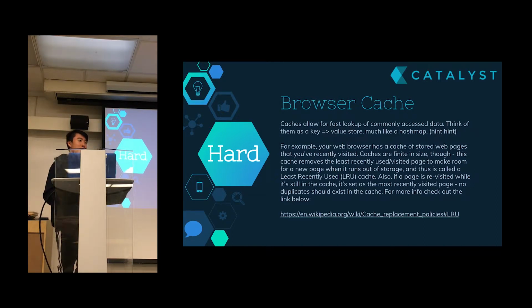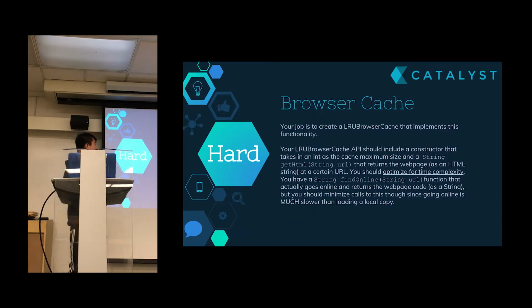But for now, let's worry more about how we might want to implement this. Say that I have a constructor that takes in an int as the maximum size of your cache. Because remember, these caches do have to be finite in size, right? And you have just one function, called getHTML, that returns a web page as an HTML string at a certain URL. You should optimize this for time complexity, which means that you should minimize the number of calls to this other function called findOnline. The reason is that you could go online every single time if you wanted to, but the point of this is that if you have slow internet, you'd be able to get the page as quickly as humanly possible.